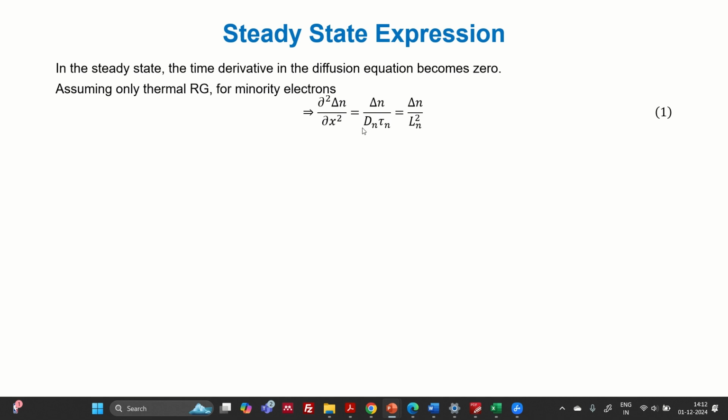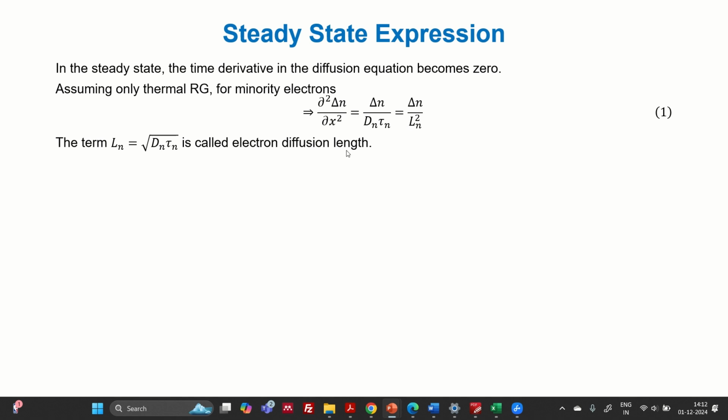Now delta n by Dn into tau n. So what's the dimension of this? This is del x square here, so it has to be some kind of length square. So let me call this Dn into tau n as some Ln square. So Ln is then the square root of Dn into tau n. Ln is called the electron diffusion length.